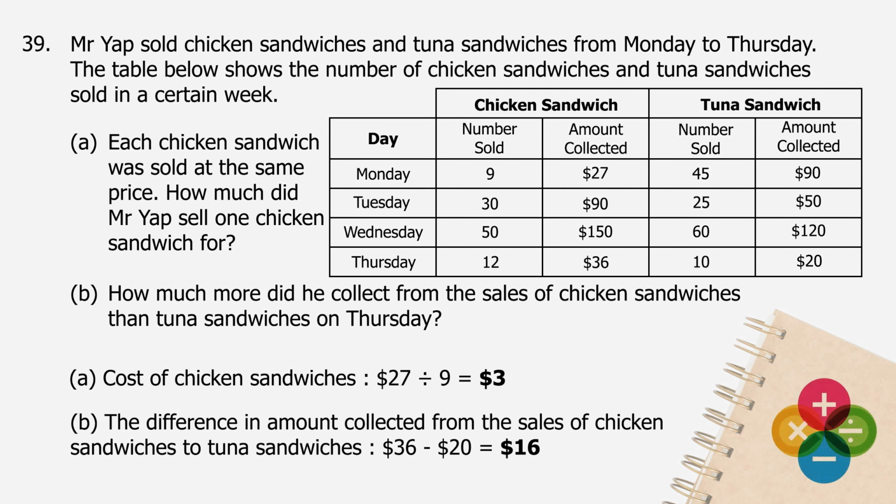The cost of one chicken sandwich will be, divide $27 by 9, and the quotient is $3. A. The cost of one chicken sandwich is $3. The difference in amount collected from the sales of chicken sandwiches to tuna sandwiches will be, subtract $36 from $20, and the difference is $16. B. The extra amount collected from chicken sandwiches is $16.